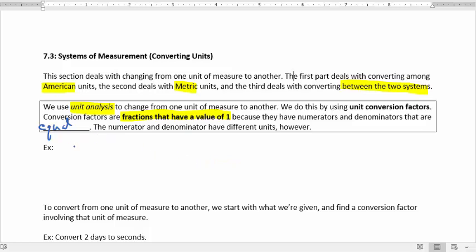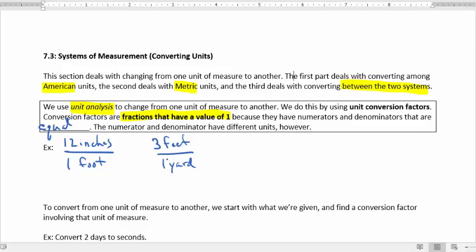So an example of a conversion factor is 12 inches over 1 foot. Why? Because 12 inches is equal to 1 foot. So this is a conversion factor because it really is a fraction that has a value of 1. What's another conversion factor? Let's say 3 feet over 1 yard, right? 3 feet is equal to 1 yard, therefore that's another conversion factor.